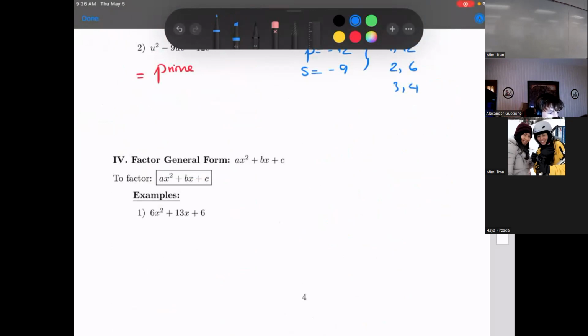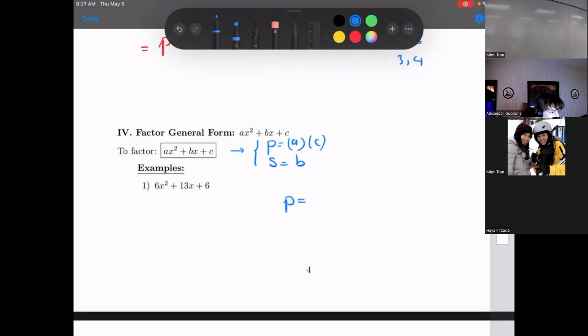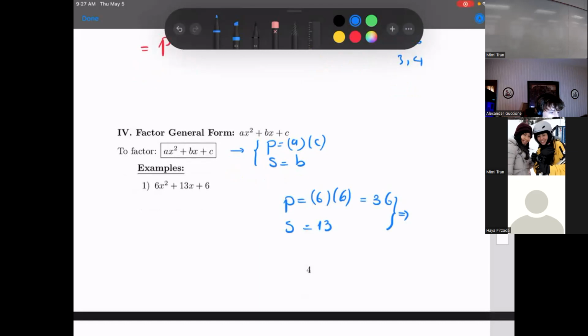So the product will be A times C, and the sum is B, same thing, but it's just that A is no longer 1, that's all. So for example, the problem below, I want to find the product, 6 times 6 is 36, and then the sum is 13. Can you find me those two numbers? You can start with 36 first.